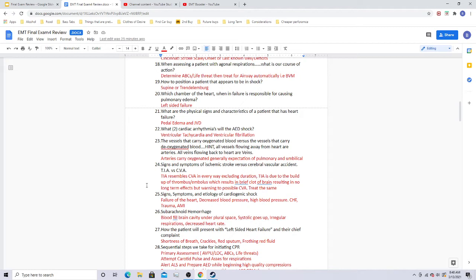The vessels that carry oxygenated blood versus the vessels that carry deoxygenated blood. Hint: all vessels flowing away from the heart are arteries. All vessels flowing to the heart are veins. So arteries carry oxygenated blood generally. Exceptions occur in the pulmonary section. The pulmonary artery will be deoxygenated, going away to the lungs, and the pulmonary veins will be oxygenated coming to the heart.